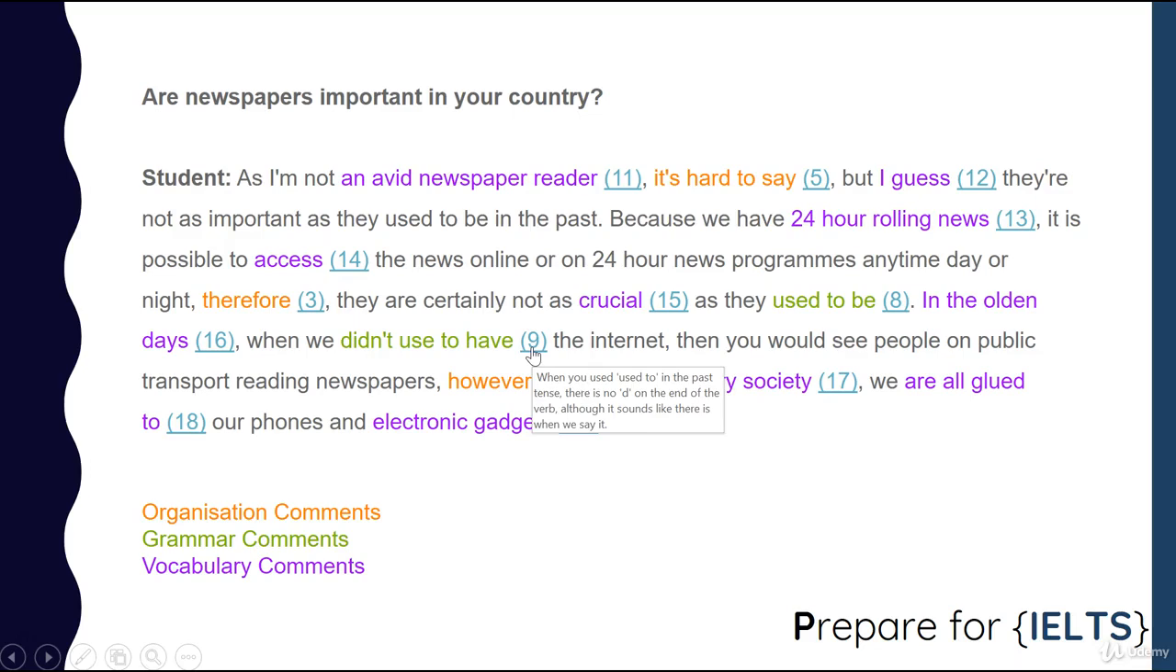And we didn't used to have. When we use used to in the past tense, there's no D on the end of the verb, although it sounds like there is when we say it. But if you're going to use this in IELTS writing, remember that this does not have a D. In contemporary society, nowadays, glued to. This means you're unable to stop watching something. Electronic gadgets, this is a very useful word for both writing and speaking, meaning any small electrical thing is a gadget, a device.